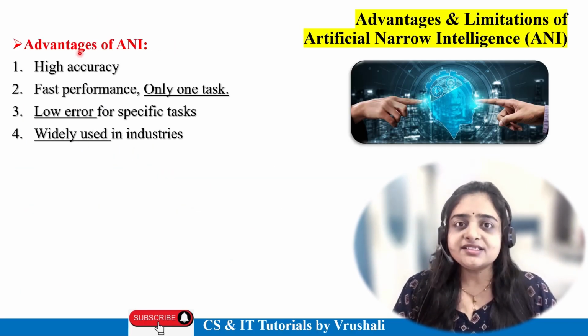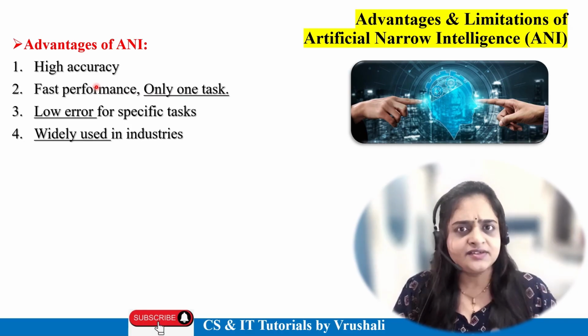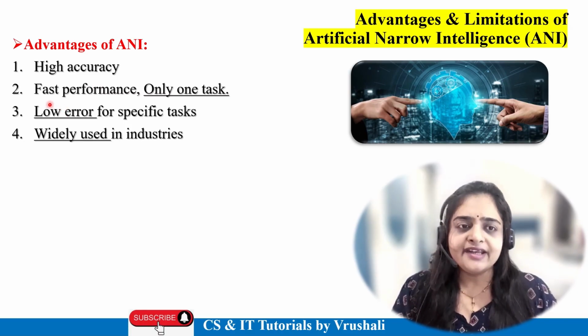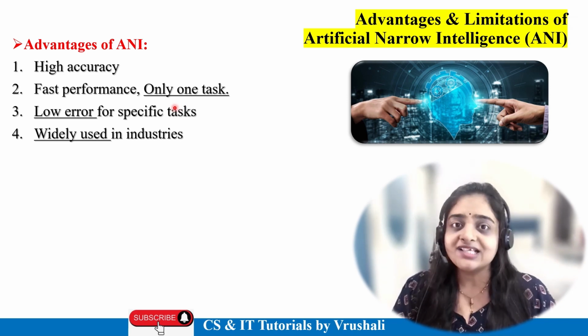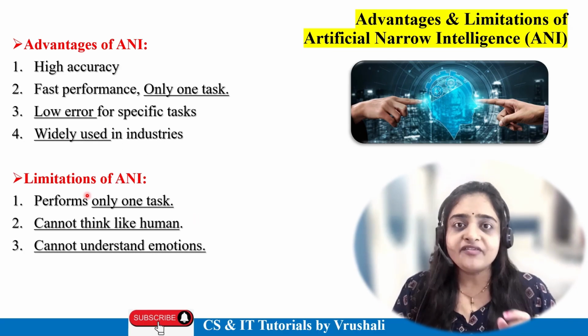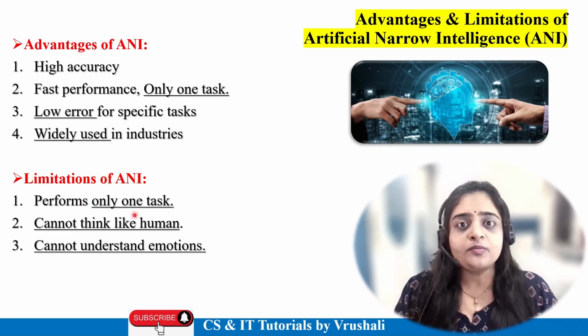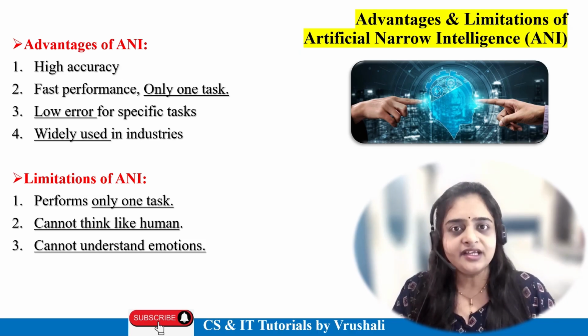See, these are some advantages: narrow AI provides higher accuracy, like ChatGPT, Gemini, Copilot give accurate results, and also they have fast performance because they perform only the specific task asked by the user, a low error rate, and they are widely used in industries. But again, they have some limitations, like they perform only one task. They cannot perform any action, right? Also, they cannot think like a human and cannot understand human emotions.